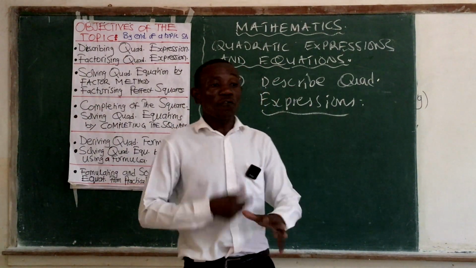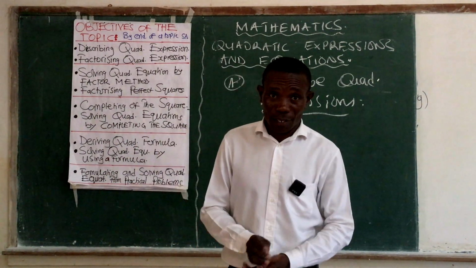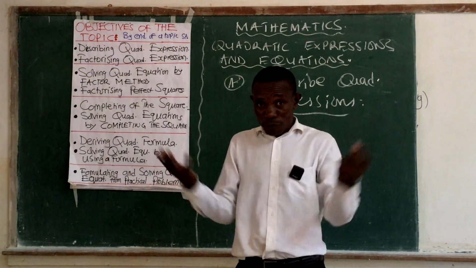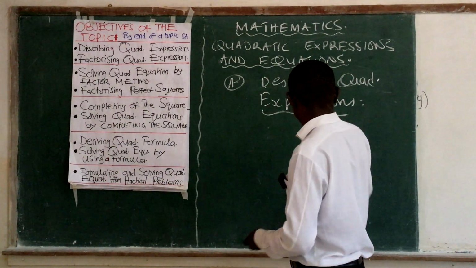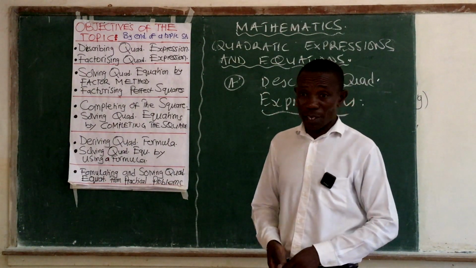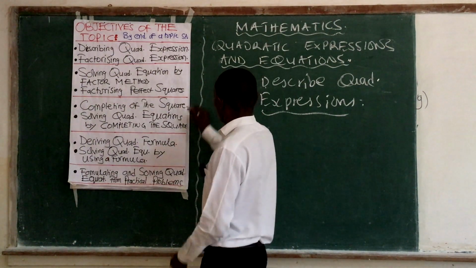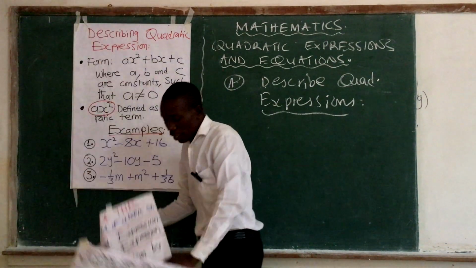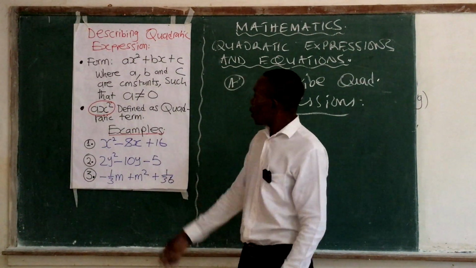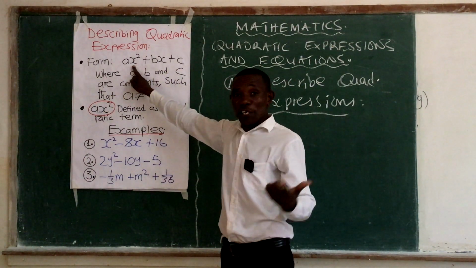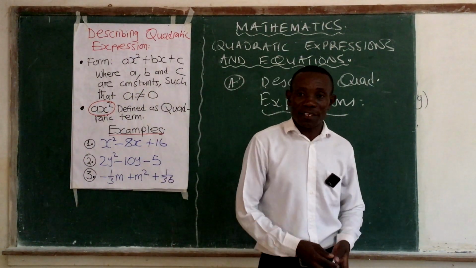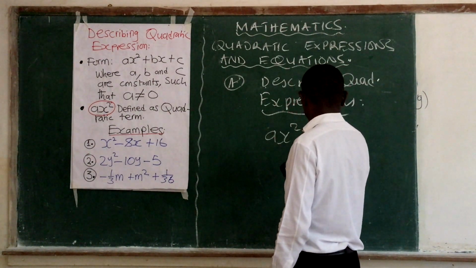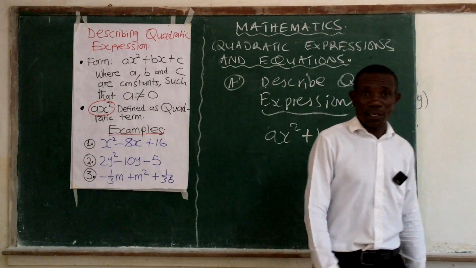As students, we have handled several types of expressions. But out of the many examples of expressions we have handled, there are some which we call quadratic expressions. These expressions are those in the form of ax squared plus bx plus c. I might write that one down: ax squared plus bx plus c.